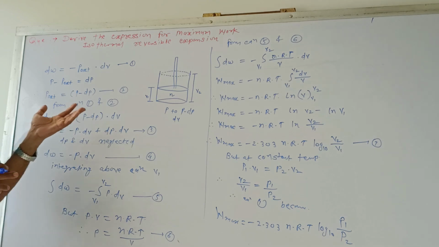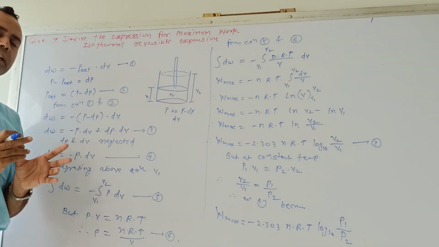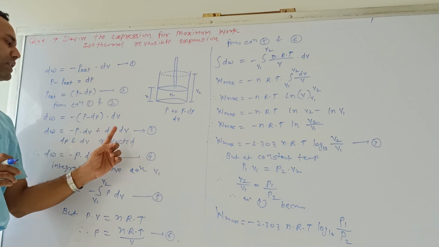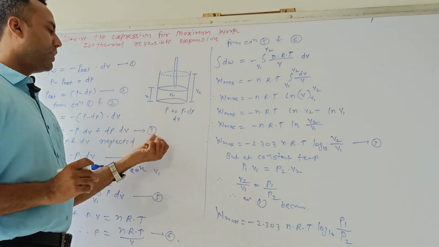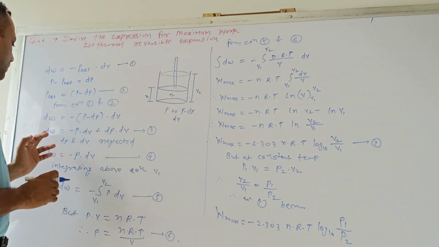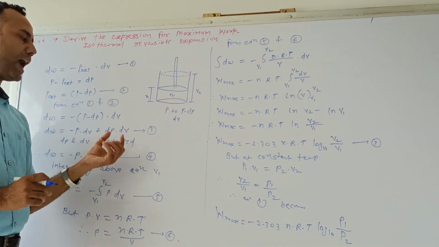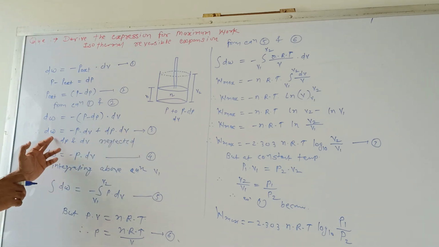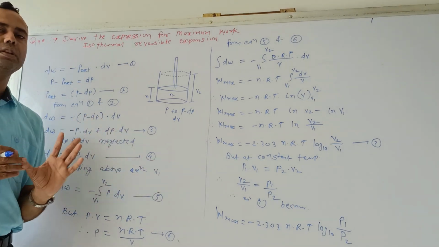But you know that the change in pressure is very small. That's why the change in volume is also very, very small. dP and dV are very, very small. That's why the term dP into dV can be neglected from equation 3. So dW is equal to minus P into dV plus dP into dV. As dP into dV is neglected, we can write dW is equal to minus P into dV. This is our equation number 4.